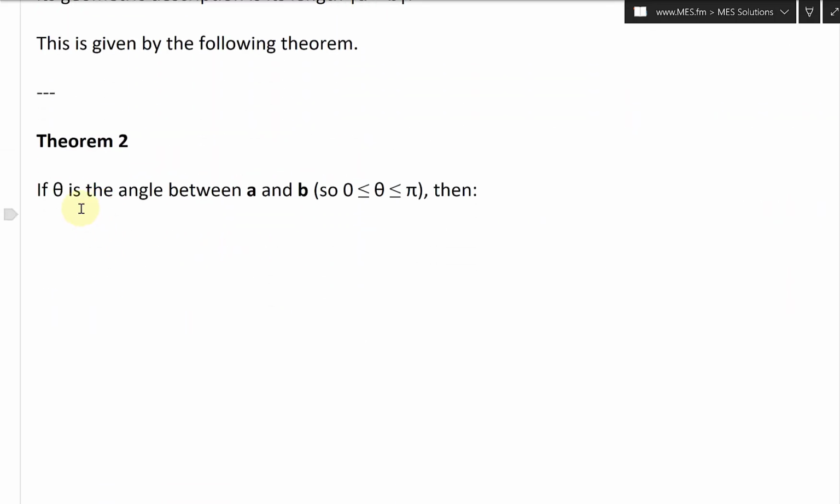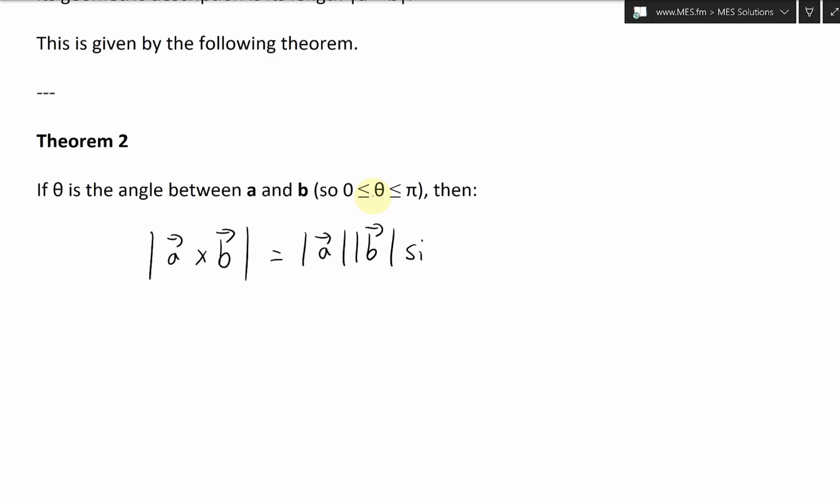This is theorem 2. If theta is the angle between A and B, so that theta is less than or equal to pi, or 180 degrees, and greater than or equal to 0, then the magnitude, or the length, of A cross B equals the length of A times the length of B times the sine of theta, like that.